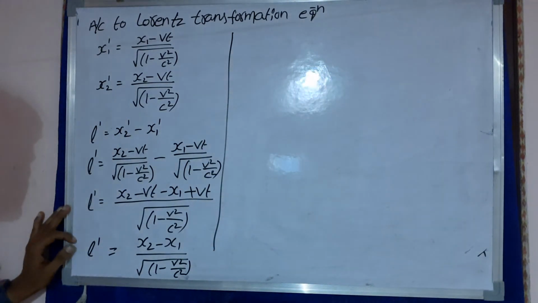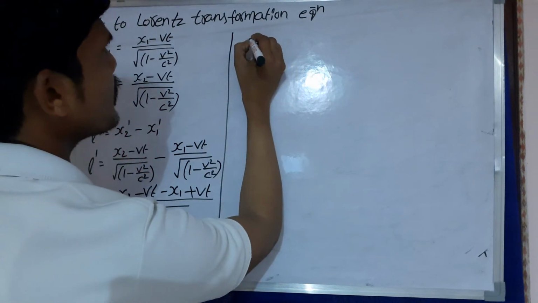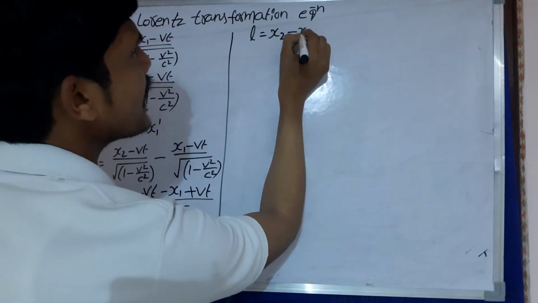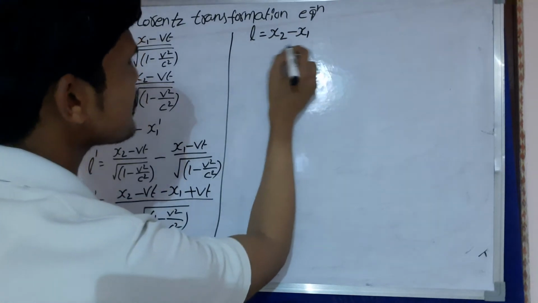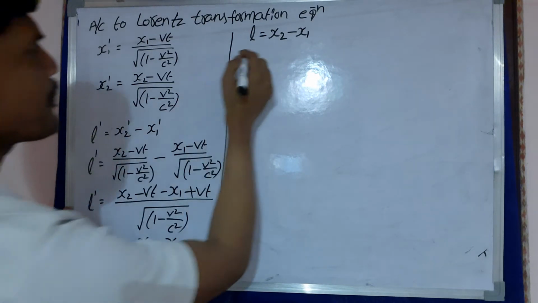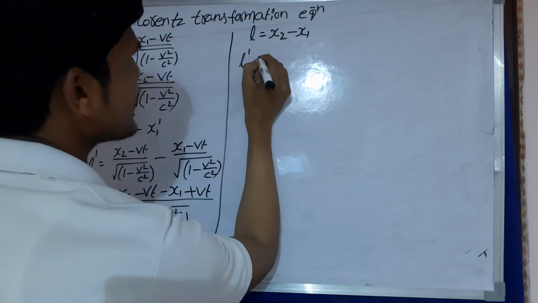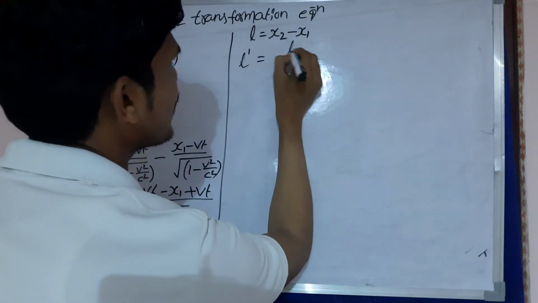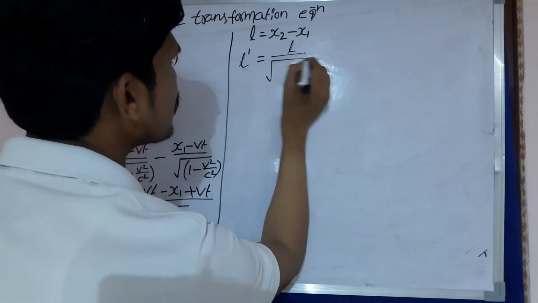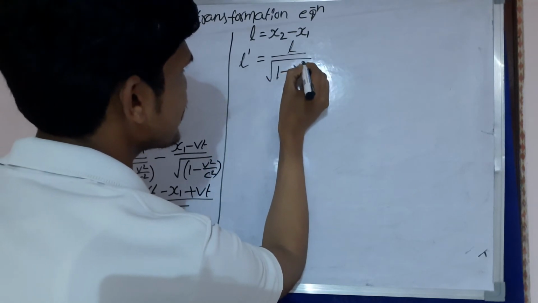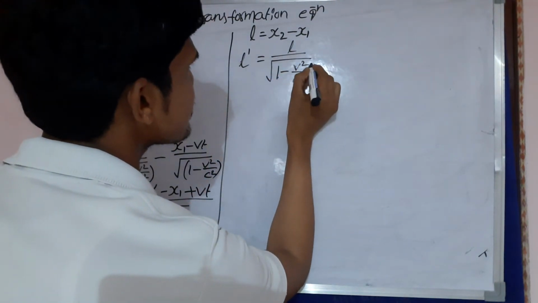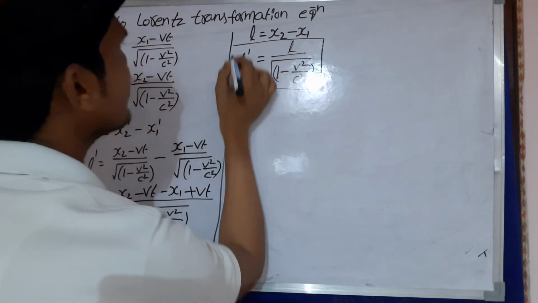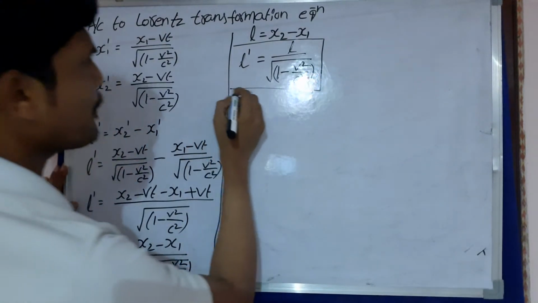The rod is placed in the S frame, so L equals x2 minus x1. This value is substituted in the above equation. That means L dash equals L by root over 1 minus v square by c square. So this is the equation of length contraction. Now the important points.